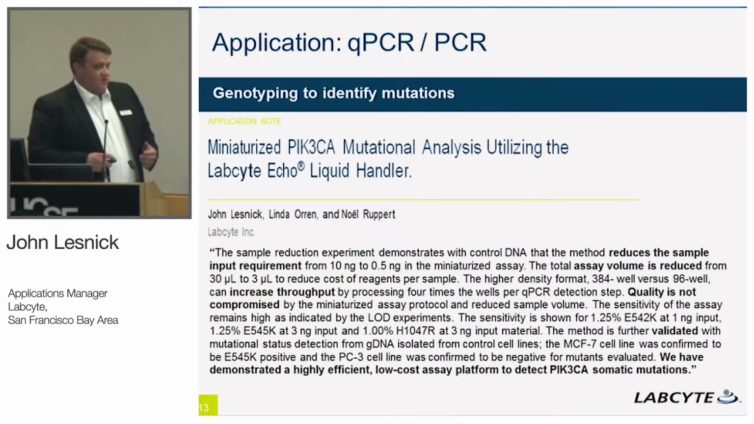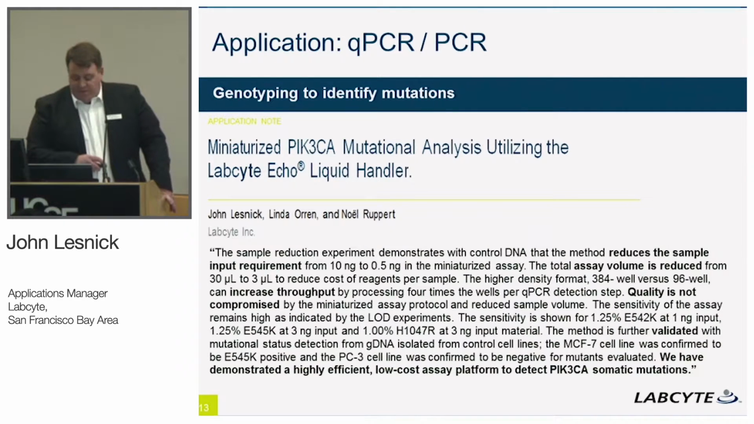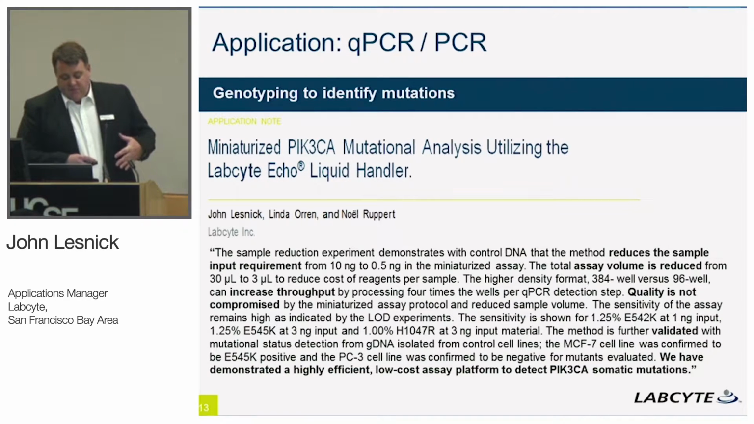What we tried to do is really kind of push the limits a little bit and make it more applicable in terms of what you might be looking at. So in this particular application note, we're looking at miniaturized PIK3CA mutational analysis. And as you can see, it hits all the common threads you're going to have. You've got the reduced sample input requirement. We've gone from 10 nanogram input down to half a nanogram. You've got assay volume is reduced. This is going from 30 microliters to 3 microliters for the PCR reaction. And quality is not compromised, and I'll show some data for that.